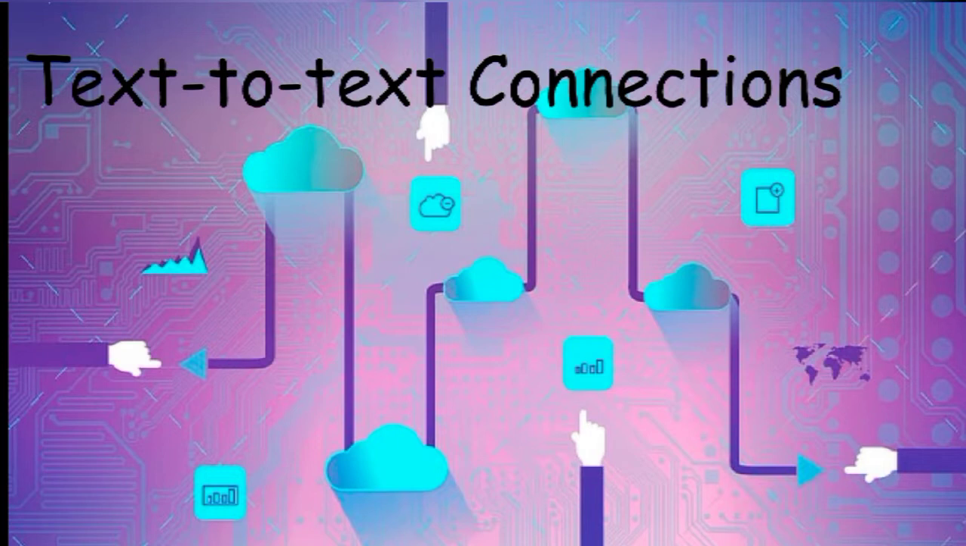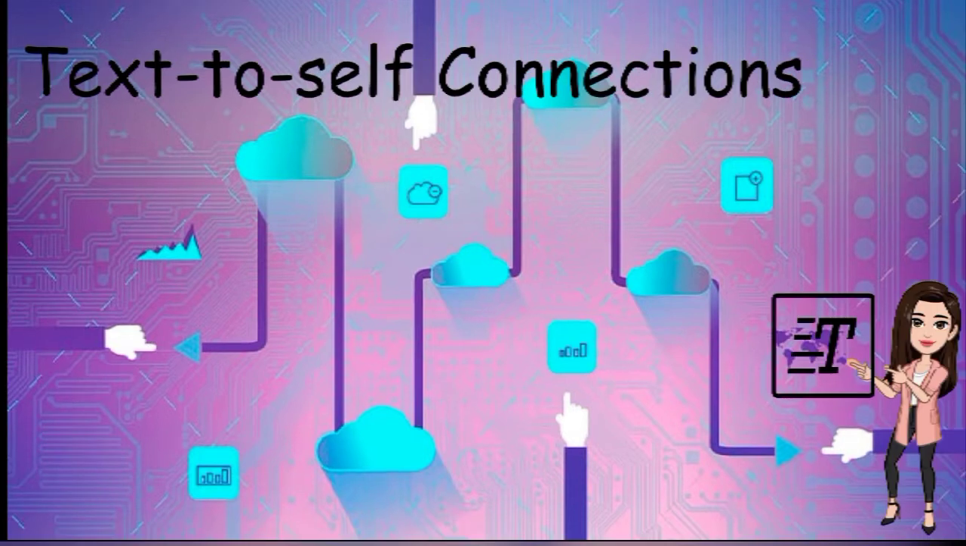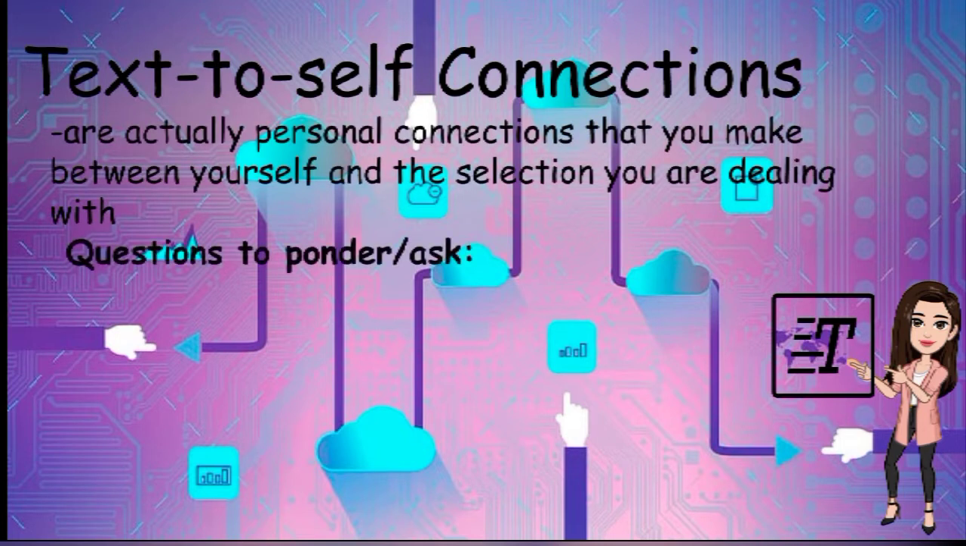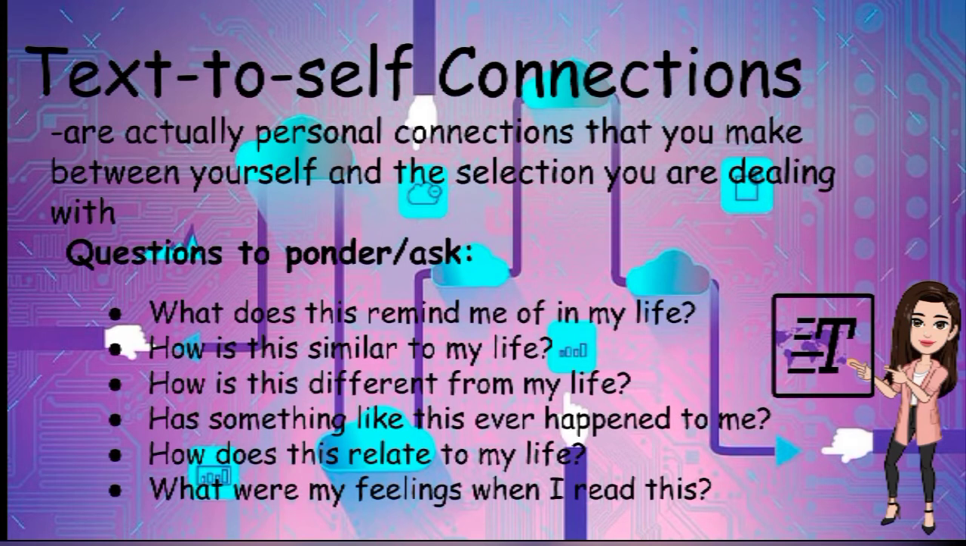Text to self connections are personal connections that you make between yourself and the selection you are dealing with. Previous experiences, emotions, or opinions may be similar to the ones present in the material. So questions to ponder and ask: what does this remind me of in my life? How is this similar to my life, or how is this different from my life? Has something like this ever happened to me? How does this relate to my life? And what were my feelings when I read this? So it is about your personal connection to a certain text.